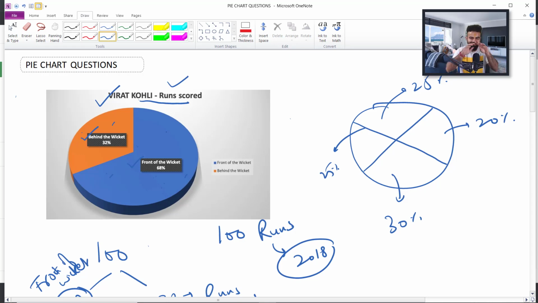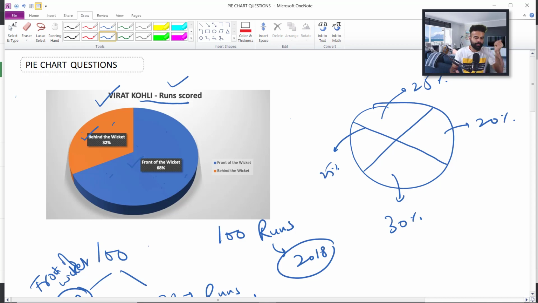So you see a circle divided into segments to show proportion. A simple circle that's divided into segments to show proportion in the form of percentages, right? So if Virat Kohli has scored a total of 100 runs, that whole circle will be divided according to the percentages. Here he scored 68% in front of the wicket and 32% behind the wicket, right?